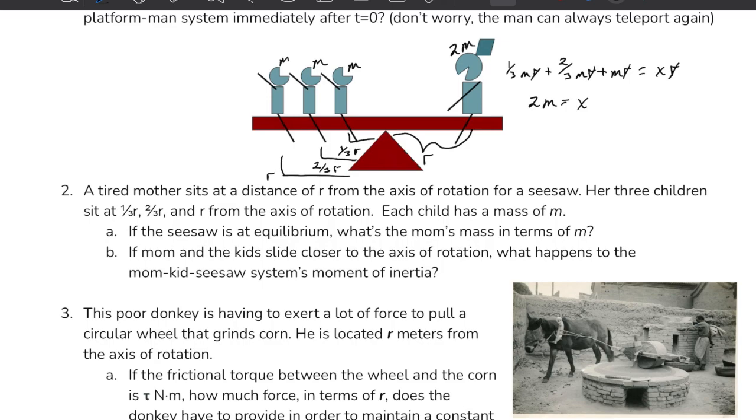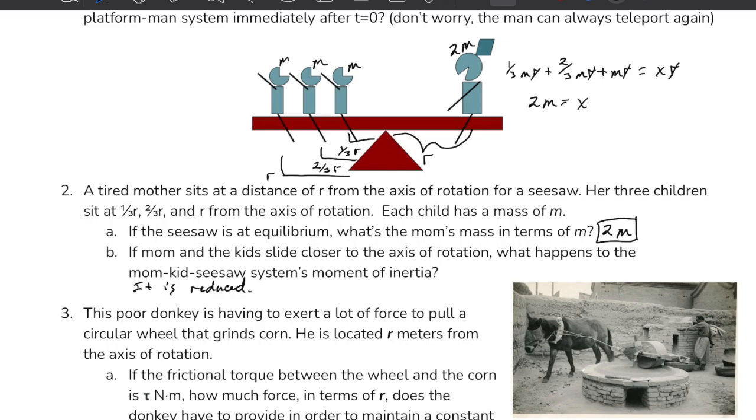If mom and kids slide closer to the axis of rotation, what happens to the mom-kid seesaw system's moment of inertia? Moment of inertia, in its most basic form, is mr squared. If you take the distribution of the mass and you bring it inwards, you will have a reduced r in that mr squared. So you're going to have a reduced rotational inertia. Total mass stayed the same, but the distribution of the mass changed. So it is going to be reduced. It's going to be smaller.